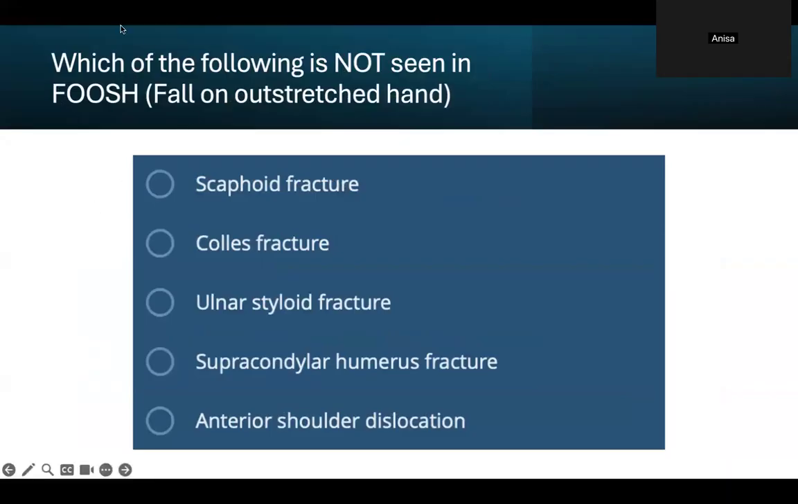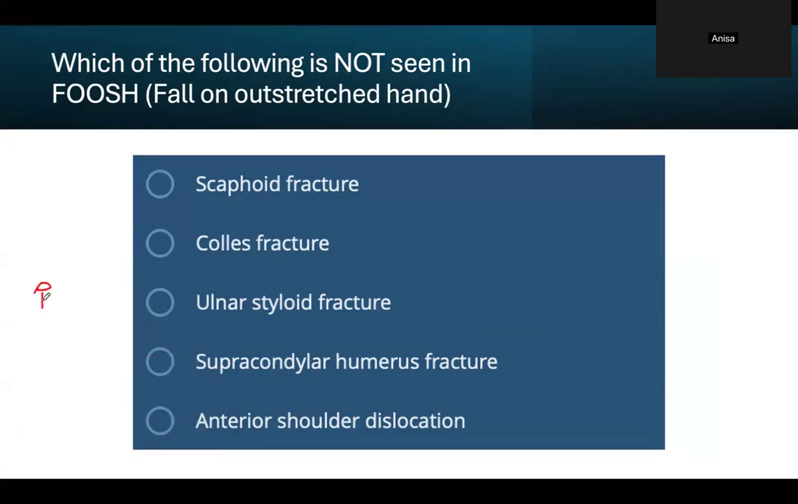This is again a warm-up question. Which of the following is not seen in FOOSH? So all of these are seen in FOOSH. So remember what FOOSH is. I'm gonna try and maybe quickly draw it. It is fall on outstretched hand.